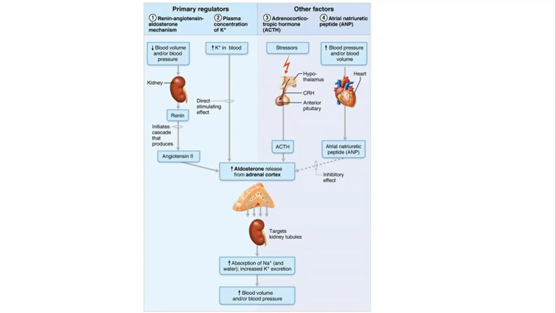However, when blood pressure or blood volume are too high, we will see that atrial natriuretic peptide, which is secreted from the heart, will inhibit the adrenal gland from releasing aldosterone. This allows more sodium and more water to exit the body through the urine and will function to decrease blood volume and decrease blood pressure.